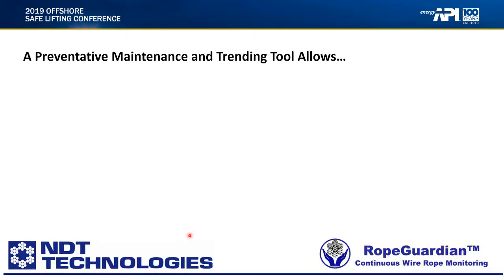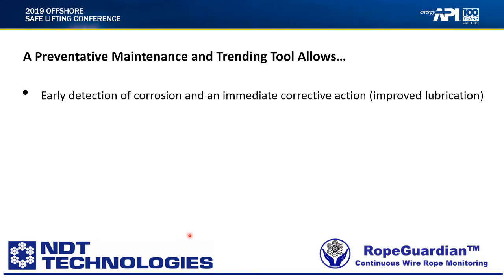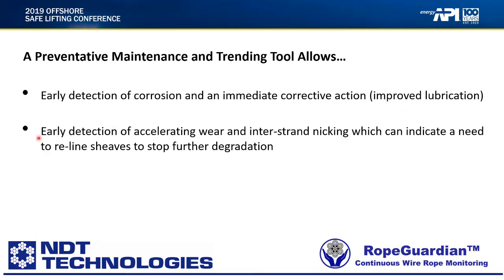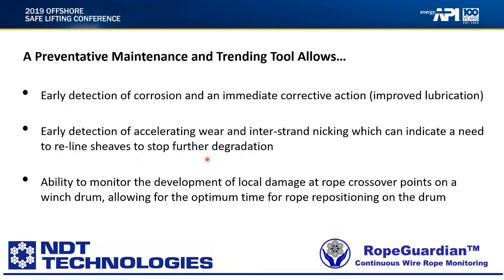A preventative maintenance and trending tool will allow for early detection of corrosion and an immediate corrective action, for example, some improved lubrication. Also, early detection of accelerating wear and interstrand nicking, which can indicate a need to reline sheaves to stop further degradation. And finally, an ability to monitor the development of local damage at rope crossover points on a winch drum, thus allowing for the optimum time for rope repositioning on the drum. A CRMS rope guardian system can help you with all of these.